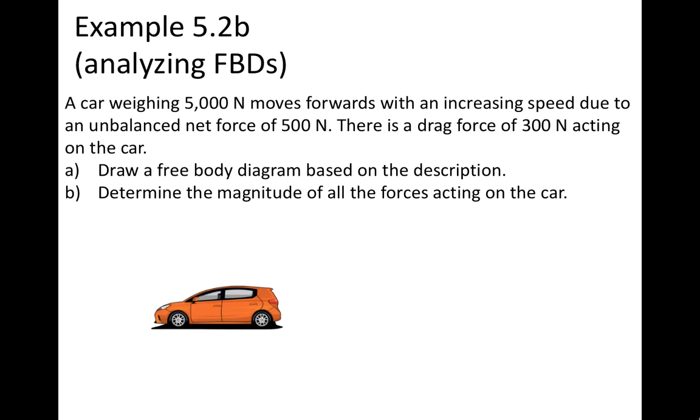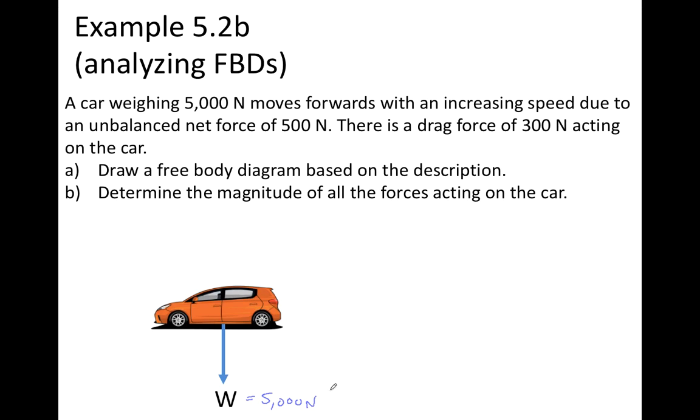In this next example, we have a car that weighs 5,000 newtons that moves forward with an increasing speed due to an unbalanced net force of 500 newtons. We know there's a drag force of 300 newtons acting on the car, and part A wants us to draw a free body diagram for the forces acting on the car. So we'll have a weight force that acts down, and we know that that weight force has a value of 5,000 newtons.